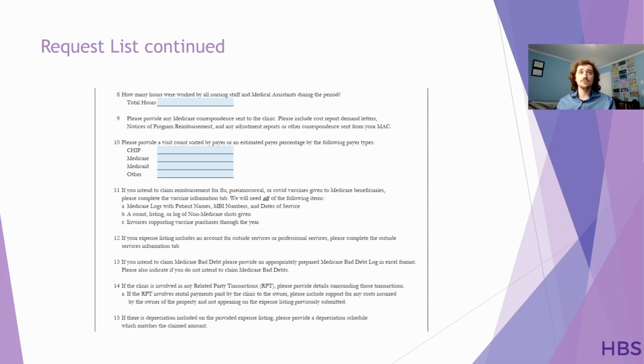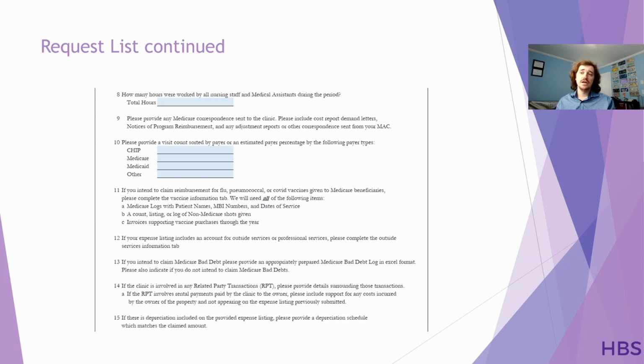The most common type of related party transaction that we see is a situation where the owner of the clinic also owns the building the clinic is operating in, and then the clinic is paying rent to the owner. If you're in a situation like that, then that is a related party transaction, and we'll need some information about that. And that can be a case by case basis. So definitely talk to your preparer about what specific information they need from you about that.